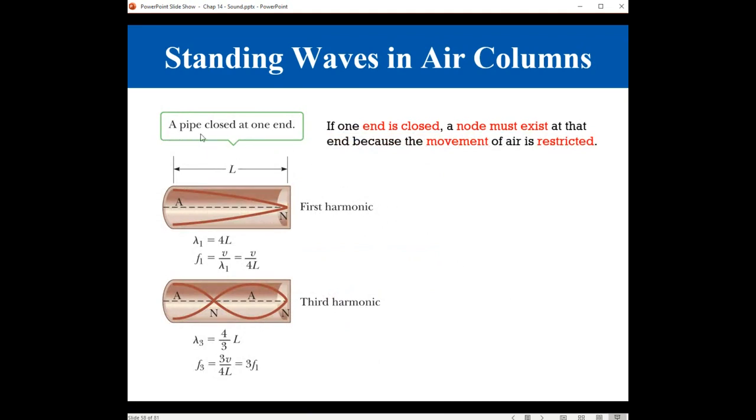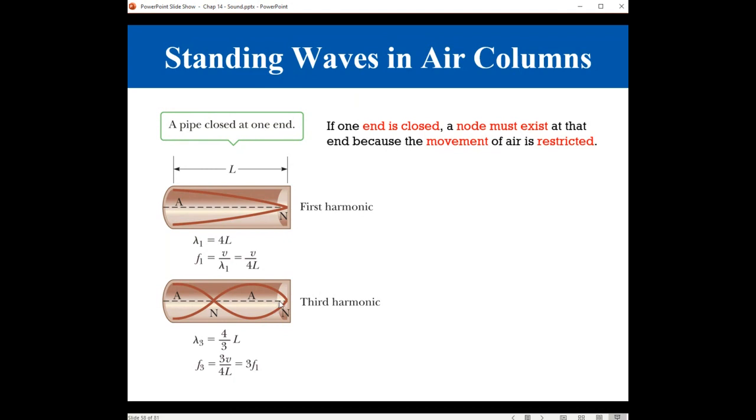Now, if you close one of the two ends, you have this situation. The node now is at the closed end. So the first harmonic here corresponds to 1/4 of a wavelength. Therefore, lambda is 4L, and the fundamental frequency is V divided by 4L.